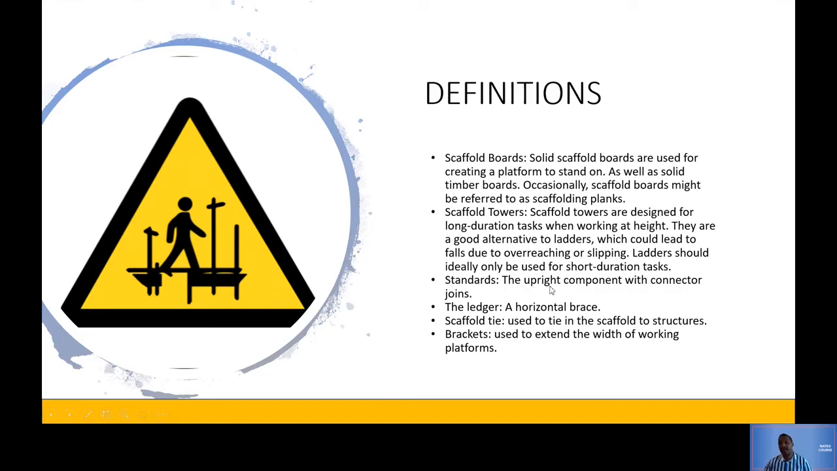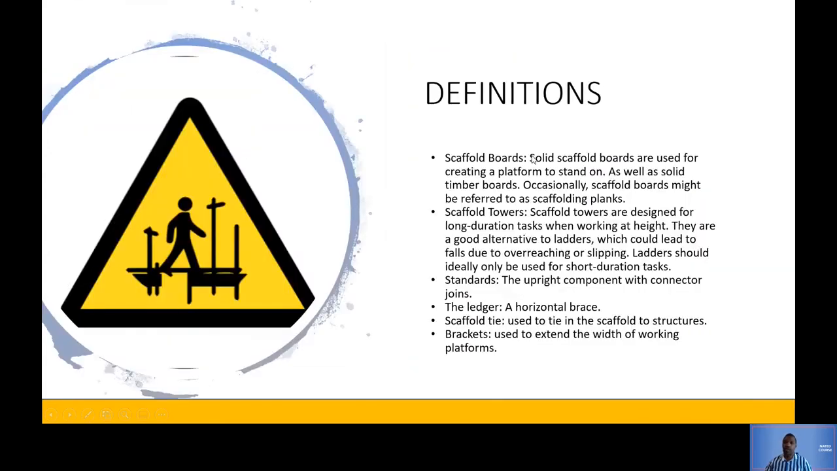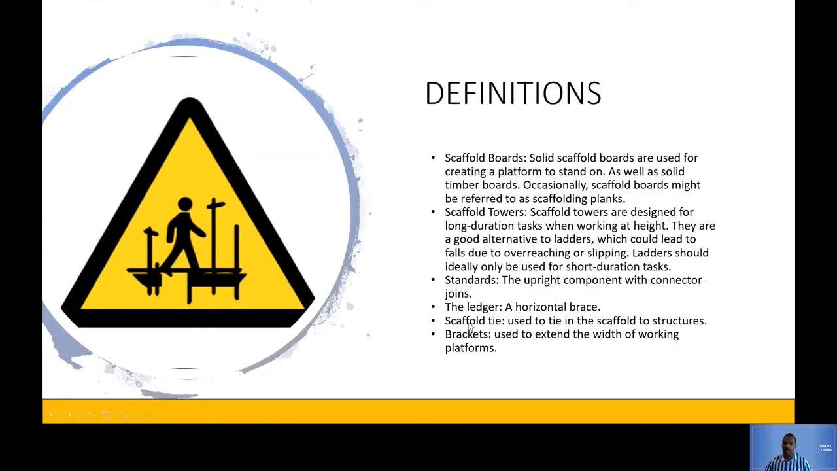And then standards, the upright component with connector joints. So upright means the vertical members. The vertical tubes, rather, those are the ones that are called standards. And then the ledgers are the horizontal bracing. So all these horizontal members, that is what we're talking about when we're talking about ledgers.